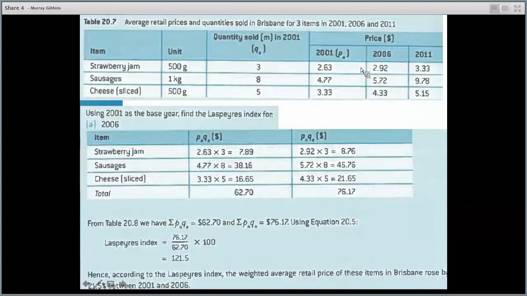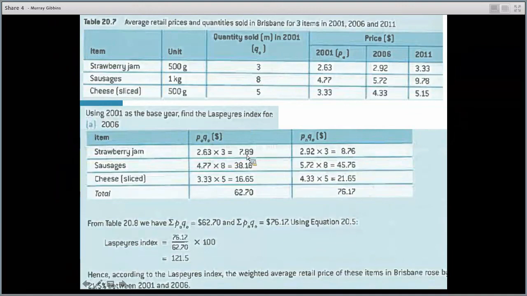So let's have a look at how that works. Pretty much just follow the deal. Here's my quantity in 2001. Here's my prices in 2001. And he's decided now he's going to use 2006, for example. So I'm going to need to multiply current prices with quantity in the old. So current price $2.92 times 3. Current price $5.72 times 8. Current price $4.33 times quantity in the old, 5, to get that, and add it up.